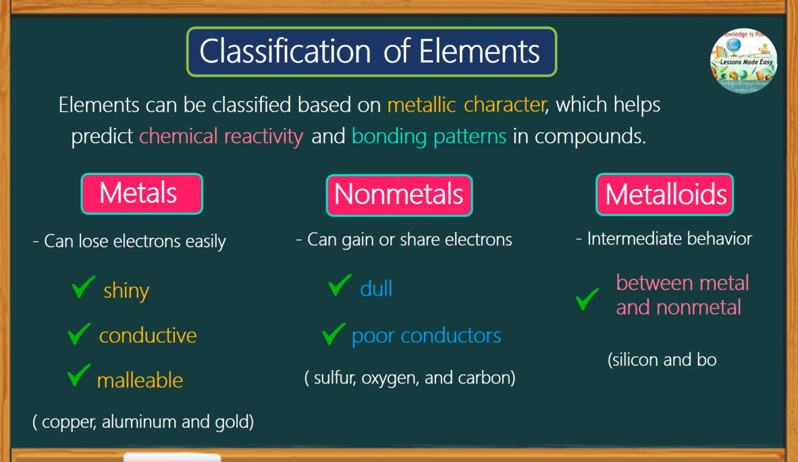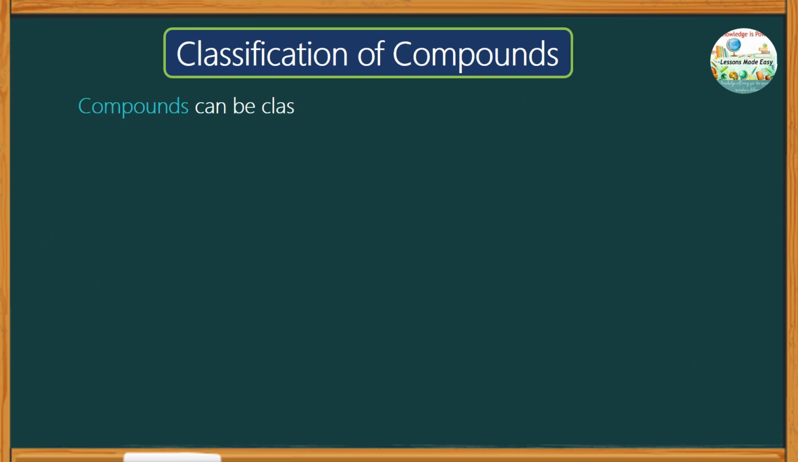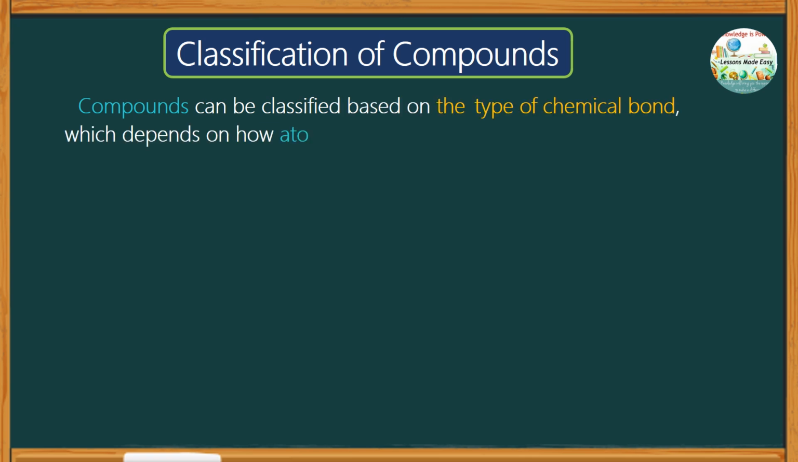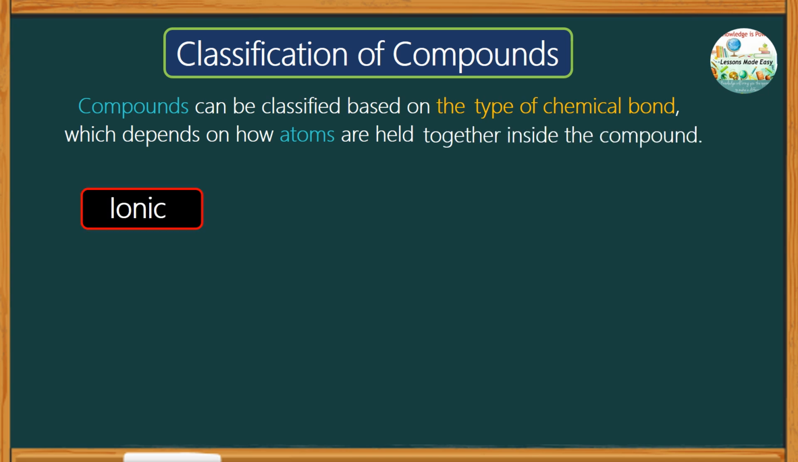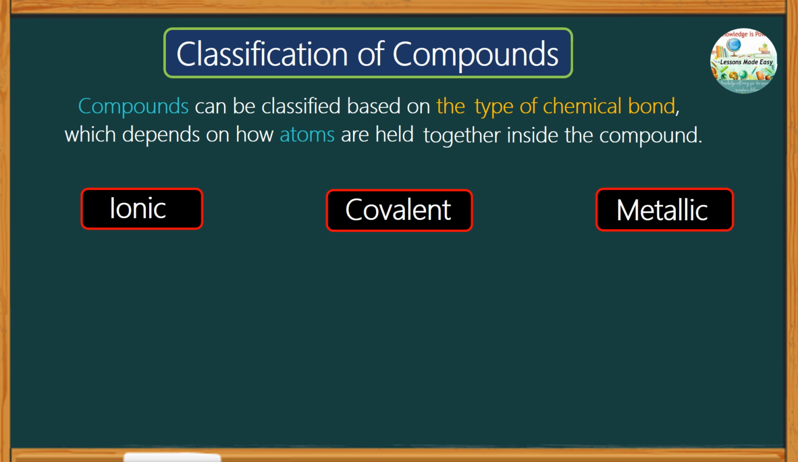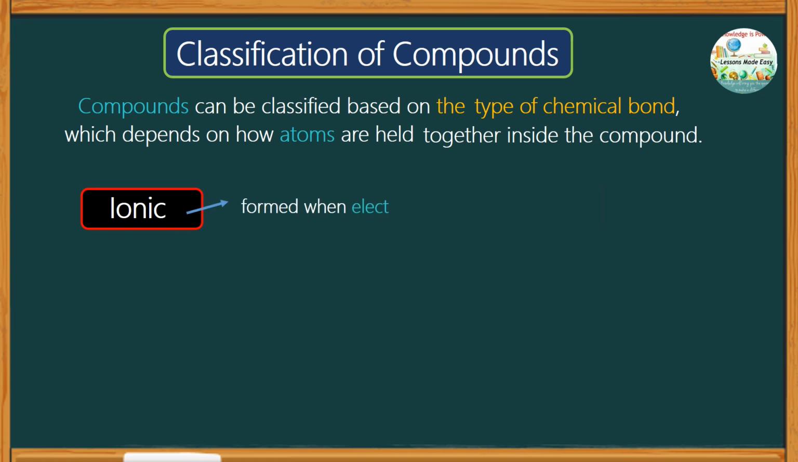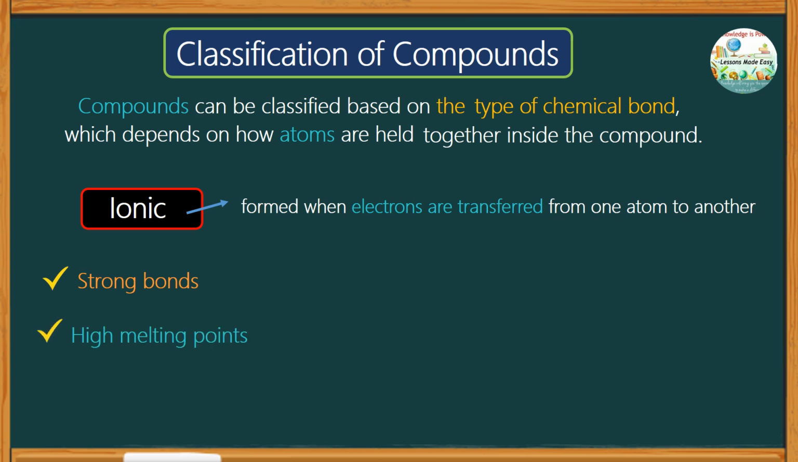Compounds can be classified based on the type of chemical bond, which depends on how atoms are held together inside the compound. We have the ionic compounds, covalent compounds, and metallic compounds. Ionic compounds are formed when the electrons are transferred from one atom to another. They have strong bonds, high melting points, and conduct electricity when dissolved in water. This usually happens between a metal and a nonmetal.